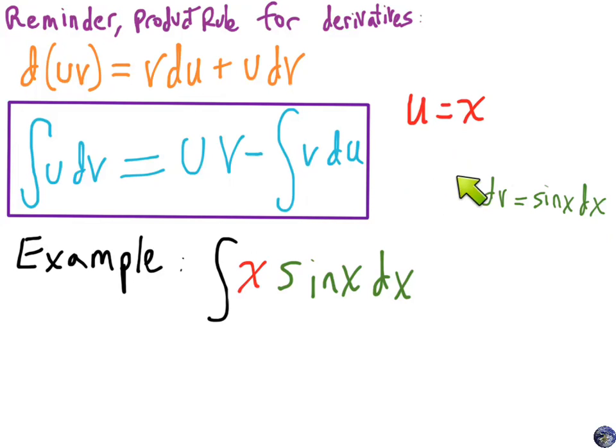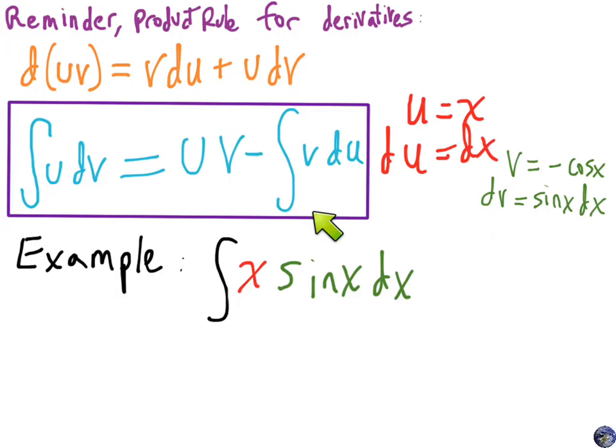And we're going to need to figure out the corresponding derivatives and antiderivatives of these things. So if u equals x, then that means that du would just be dx. I took the derivative of both sides there. And this one you need to think a little bit. If dv is sine x dx, well, what's the v that it came from? Well, v would have to be negative cosine x, because the derivative of negative cosine x would be sine x.